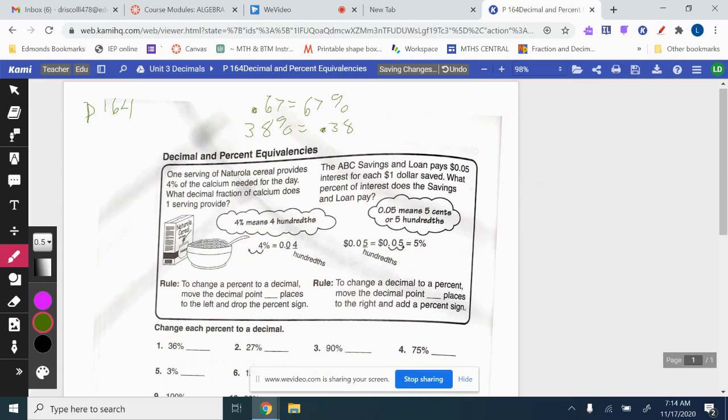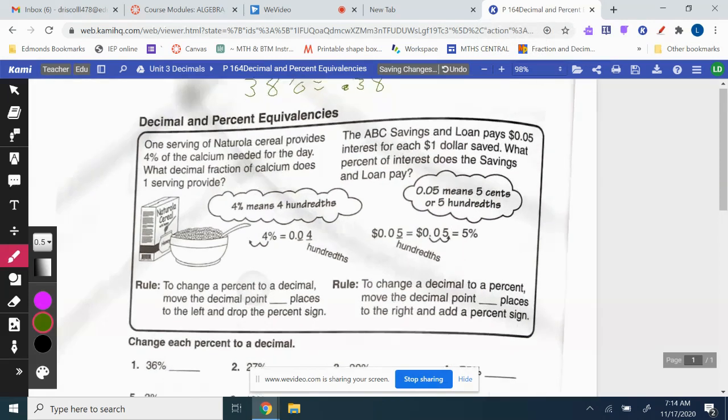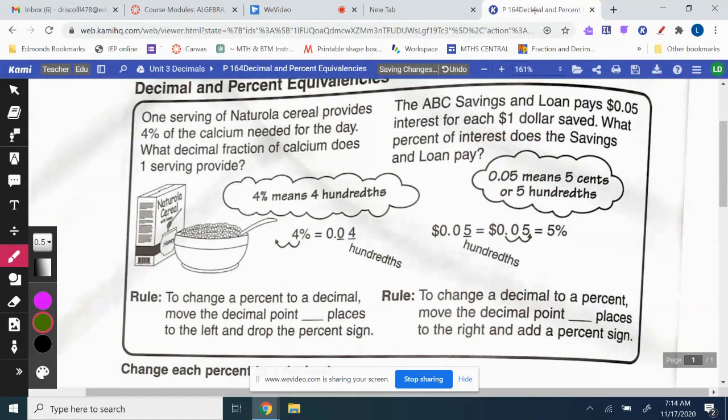we only have hundreds in our decimal. So story problem number 1 right here says one serving of this cereal provides 4% of calcium needed for the day. What decimal fraction, or so what's the decimal, the calcium, for one serving? So 4% means 4 hundredths.